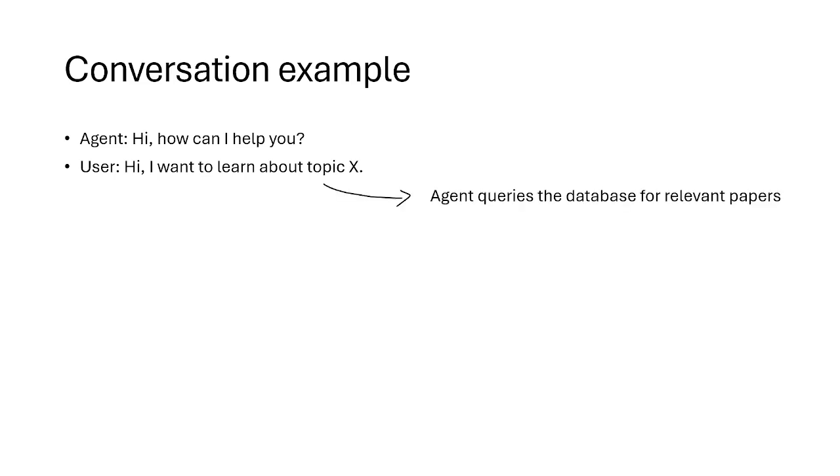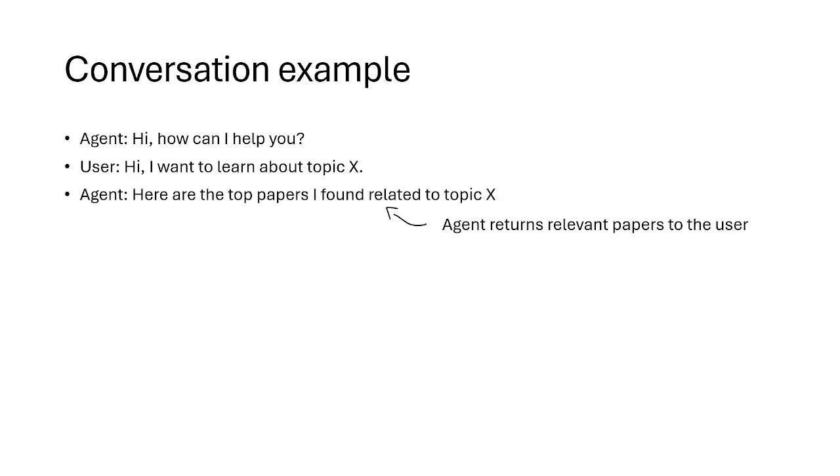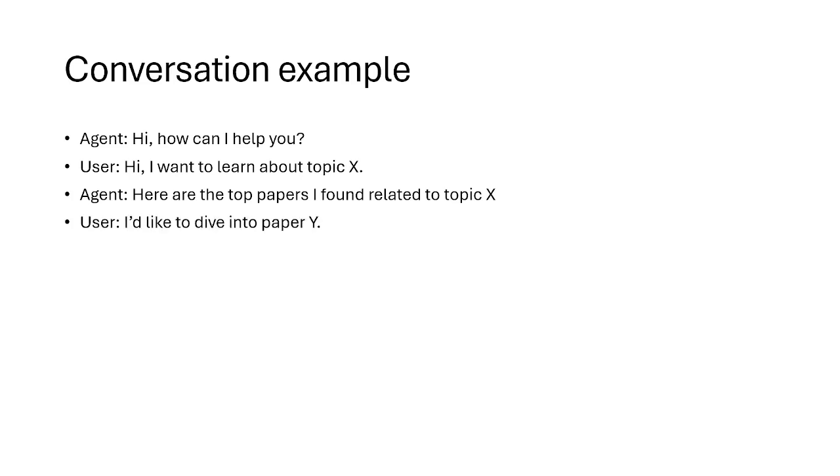Now, let's go over a quick example of what the conversation between the agent and the user should look like. First off, the agent should say, Hi, how can I help you? Maybe it should describe also what its capabilities are. The user should say, Hi, I want to learn about topic X. Agent queries the database for relevant papers. Agent then returns relevant papers to the user. Here are the top papers I found related to topic X.